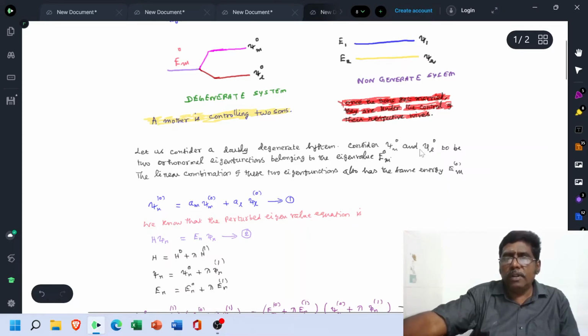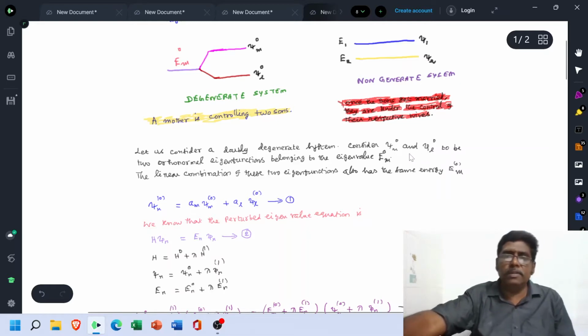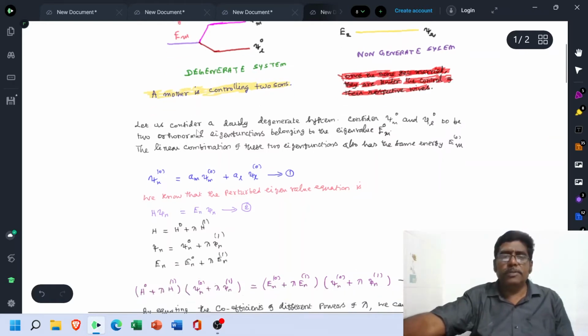If you consider both the wave functions, they are mutually orthogonal, which means that integral psi m0 star psi l0 d tau equals 0, and integral psi l0 star psi m0 d tau equals 0. Both normalization and orthogonality conditions are to be satisfied. Then only we can call these two wave functions psi m0 and psi l0 orthonormal eigenfunctions.